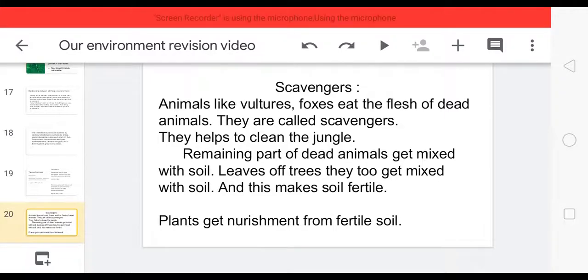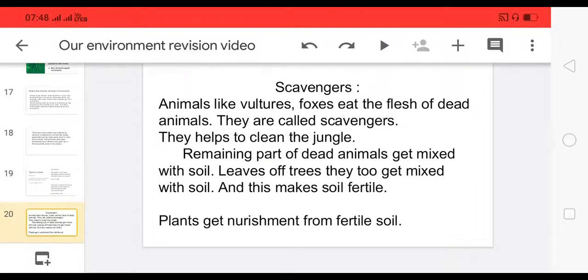at that time these leaves of trees, they too get mixed with soil. These leaves which fall are also mixed with the soil, and the flesh of dead animals gets mixed with soil, and leaves get mixed with the soil. This makes the soil fertile. Fertile means we can say that the flesh of dead animals and leaves make the soil able to give nutrition to the plant.